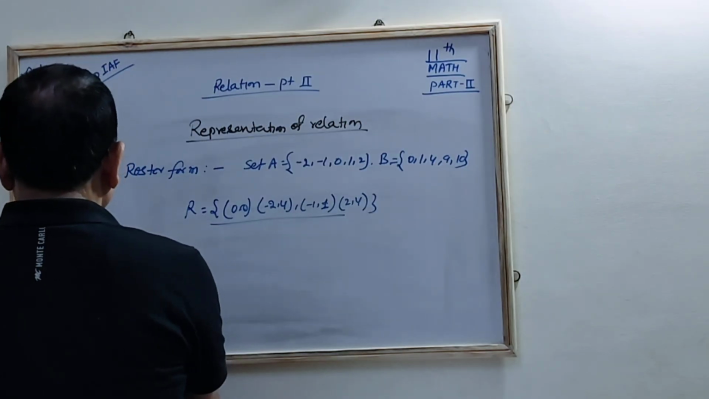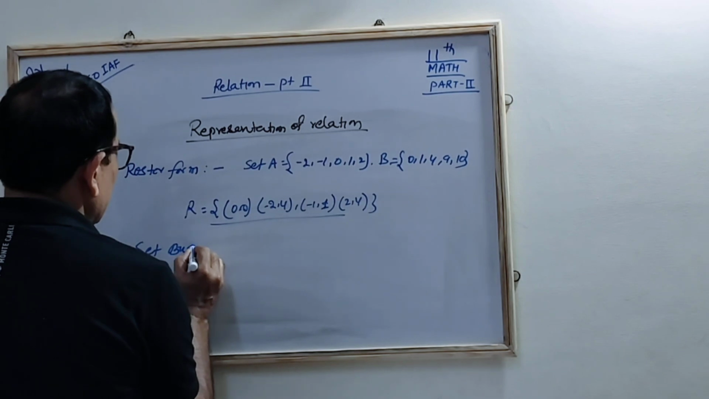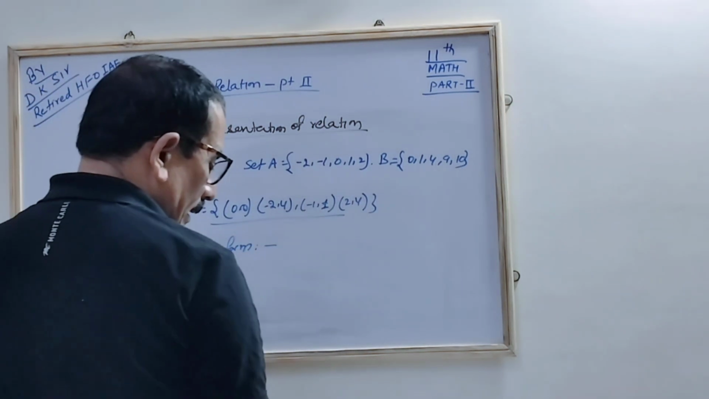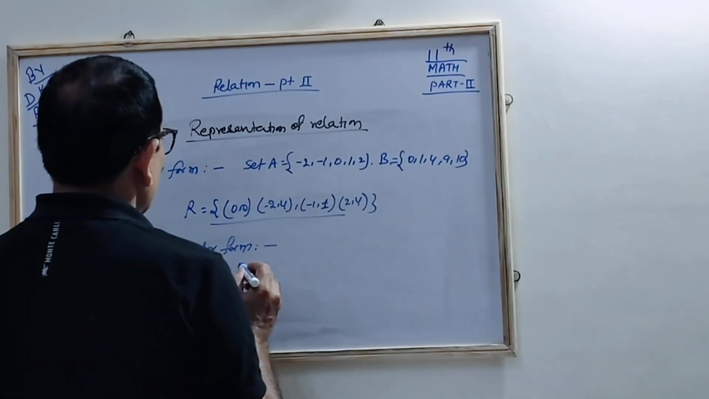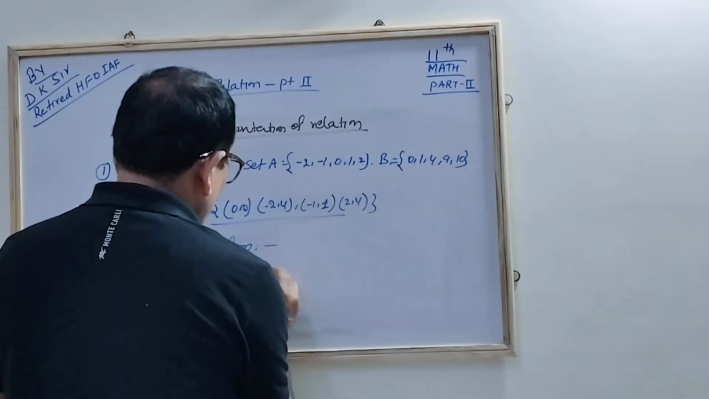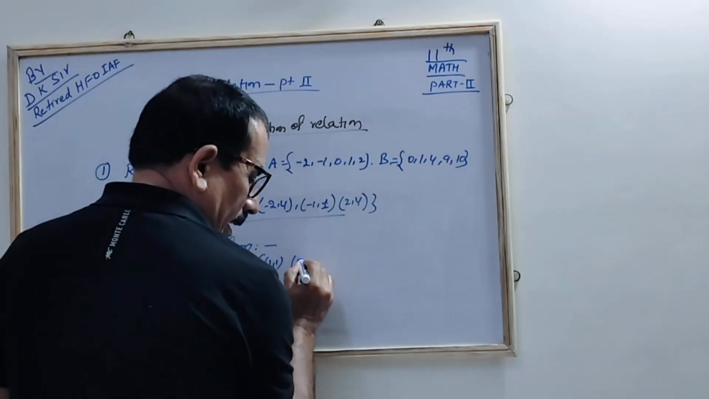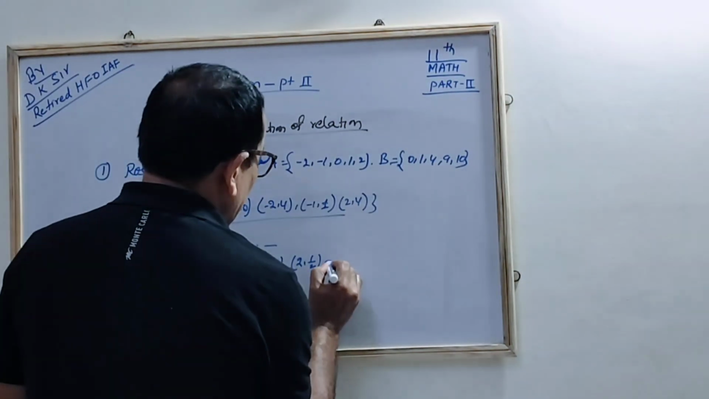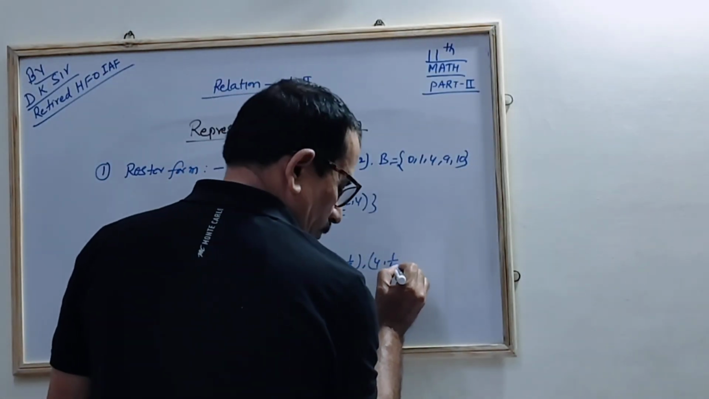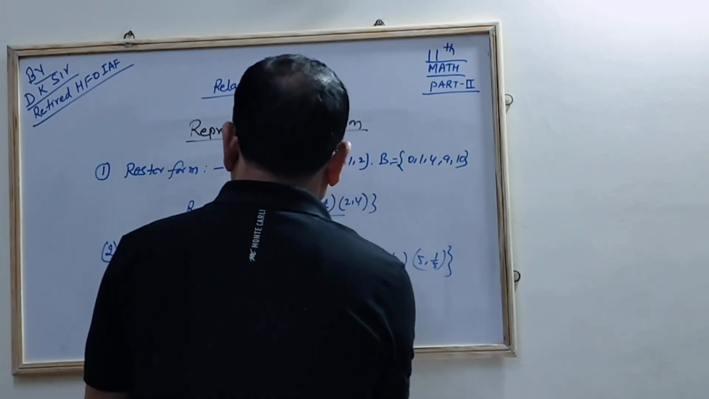In the roster form. The second we can say is the set builder form. In the set builder form, we write such things. Suppose we have a relation from A to B, with the pairs (1, 1), (2, 1/2), like that, then (3, 1/3), (4, 1/4), and (5, 1/5). These all are the elements of the relation.